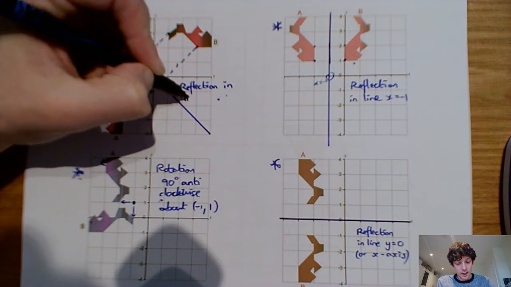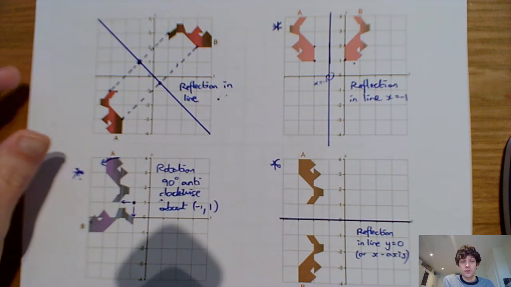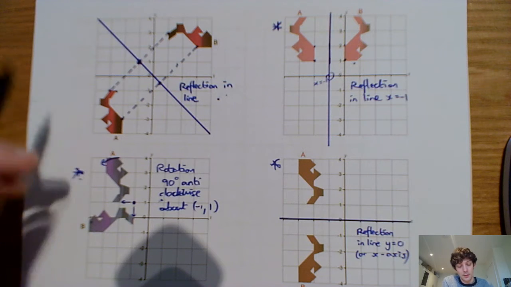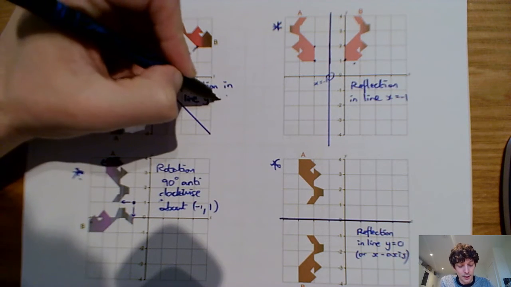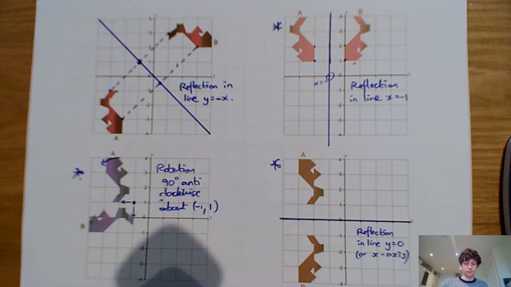and that is in the line. So if you did the extra lesson, you might know this. If you didn't, probably not sure. That's the line y equals minus x.